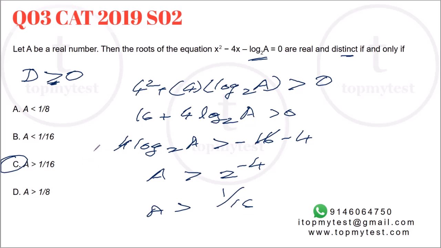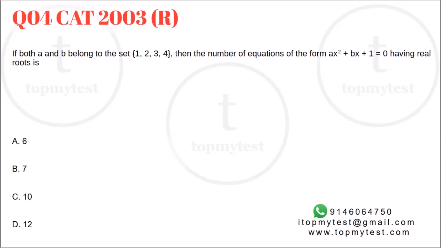Pretty straightforward. The next one is from CAT 2003, the leaked paper. The leaked paper which was repeated. Let's see what this says. If a and b belong to the set 1, 2, 3 and 4, then the number of equations of the form ax square plus bx plus 1 having real roots is how much?